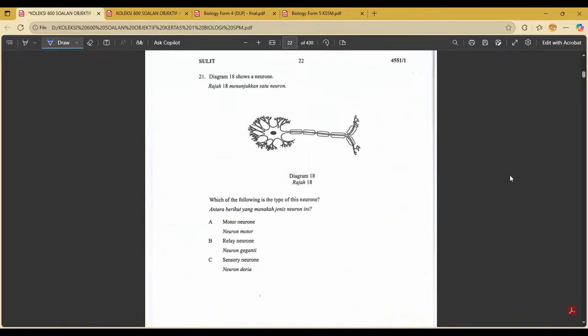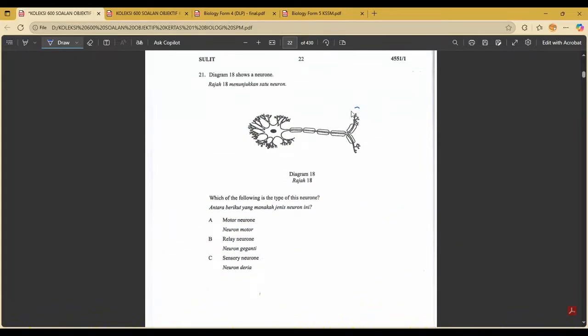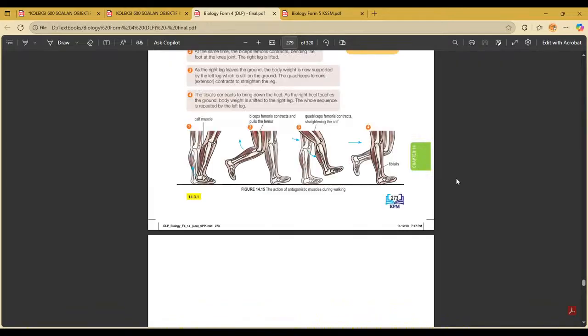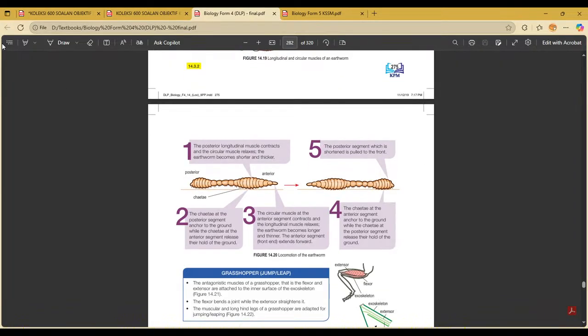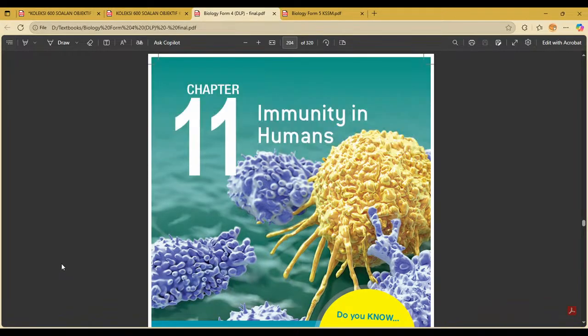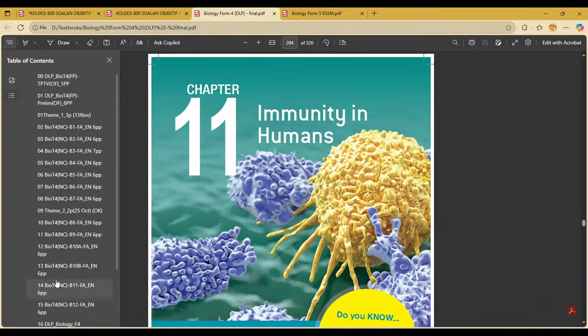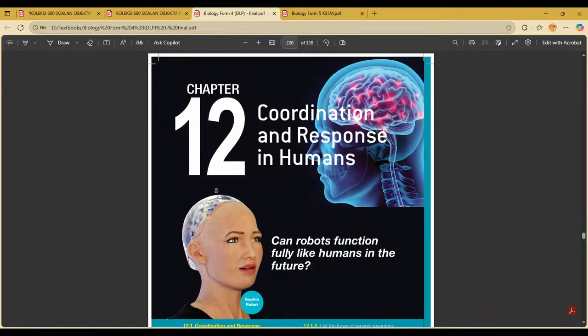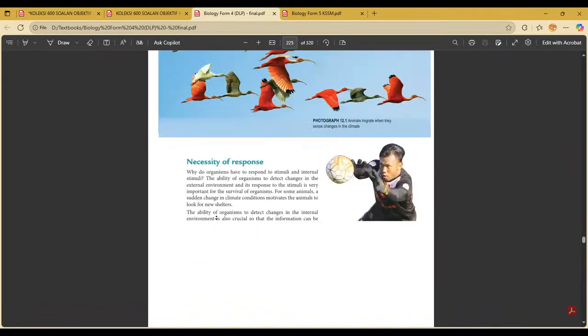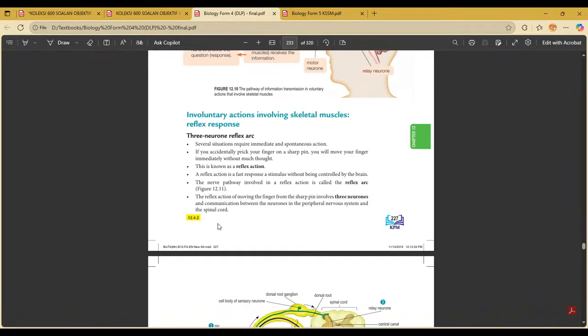Diagram 18 shows a neuron which is this type of neuron. It has these two thingies and one head thingy. Motor neuron probably. Where's nervous system? Not this. Coordination and response.